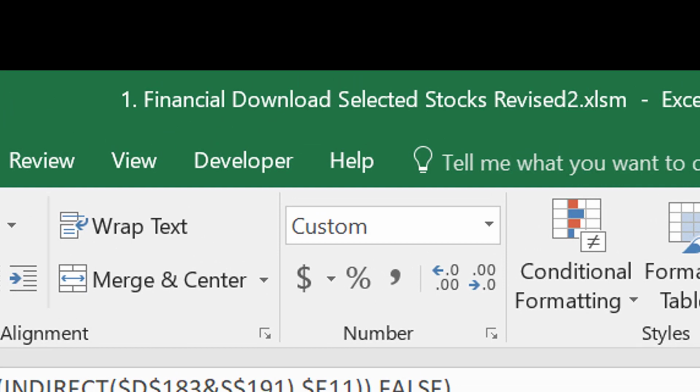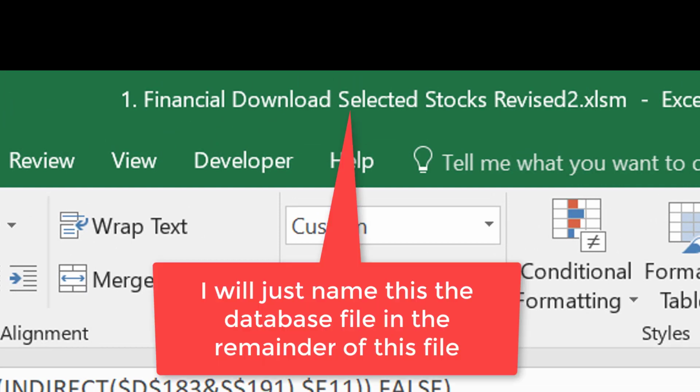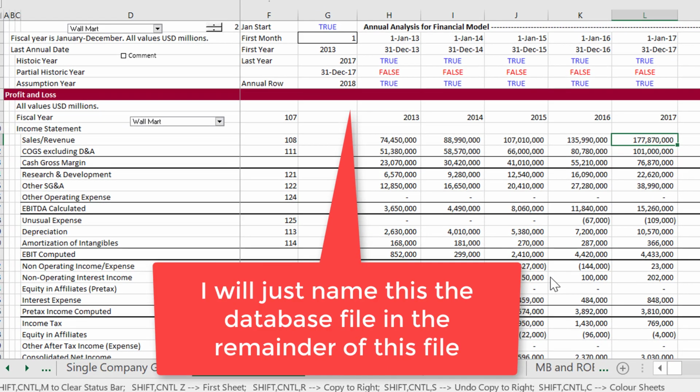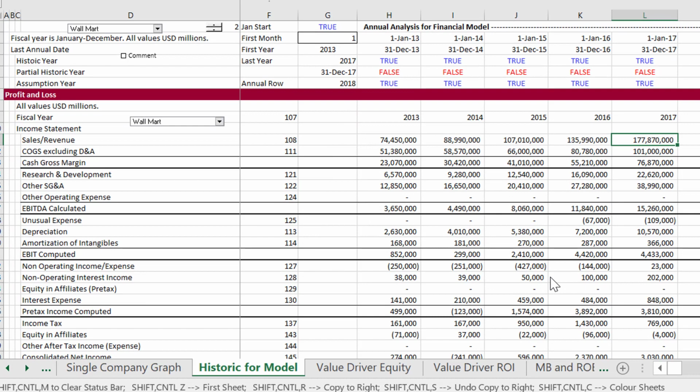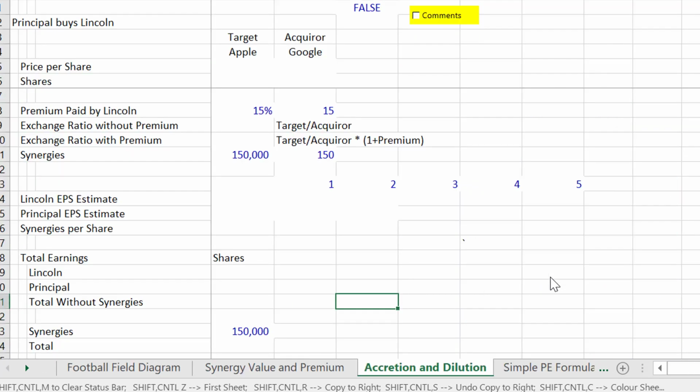This is our file. Throughout this class, I'm going to use this file more than anything else. This is the one that really has multiples, and where we get all the historic data, combine it with the stock price data, combine it with the analyst forecasts. And we're going to make a little analysis of what happens. Apple is the target company. They've got a relatively low PE. Google is the acquiring company. They've got a relatively high PE. We're going to put these two companies together.